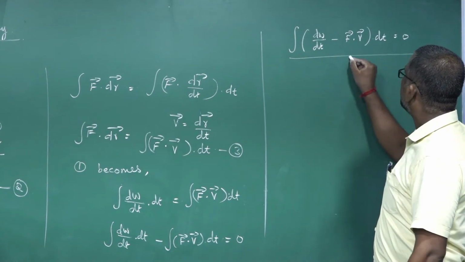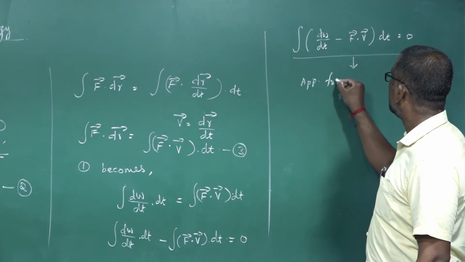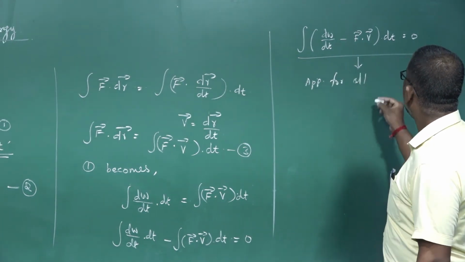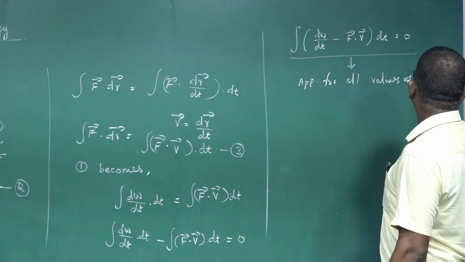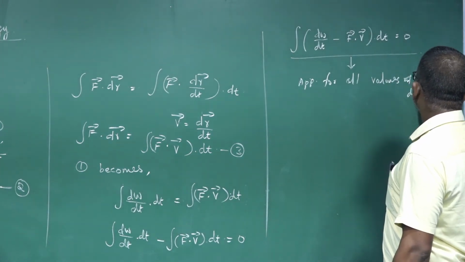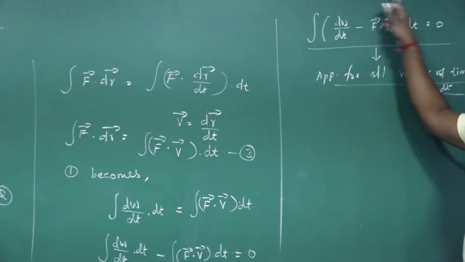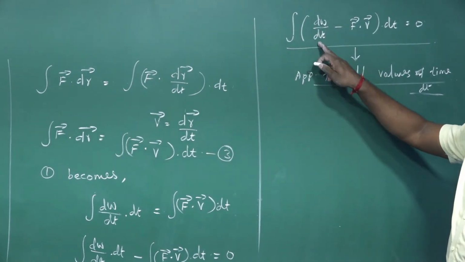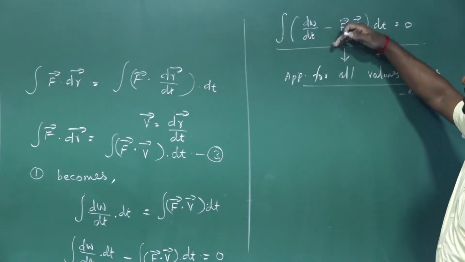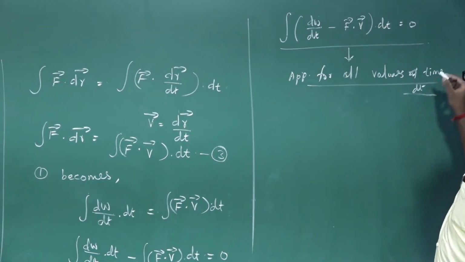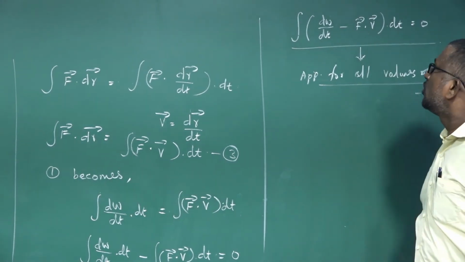And this equation is applicable for all values of time, that is dt. For any value of time dt, this equation is applicable, that is integration of (dW divided by dt minus F vector dot v vector) into dt is equal to 0. So this equation is applicable for all values of time dt.